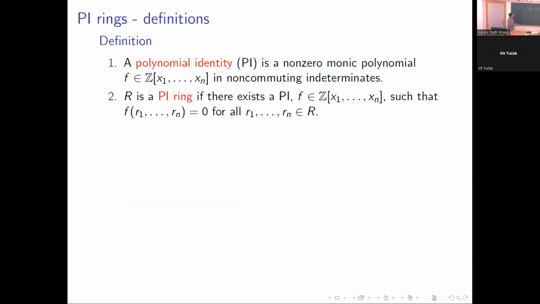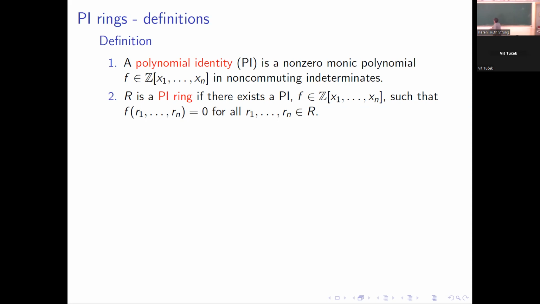Right. So I will focus on that case from now on, and I want to compute the so-called PI degree. Let me remind you what this means. What is a PI ring? A polynomial identity is just a non-zero monic polynomial with integer coefficients in non-commutative indeterminates, and a ring is PI if you can find such a polynomial identity that is satisfied for any tuple of elements of your ring.